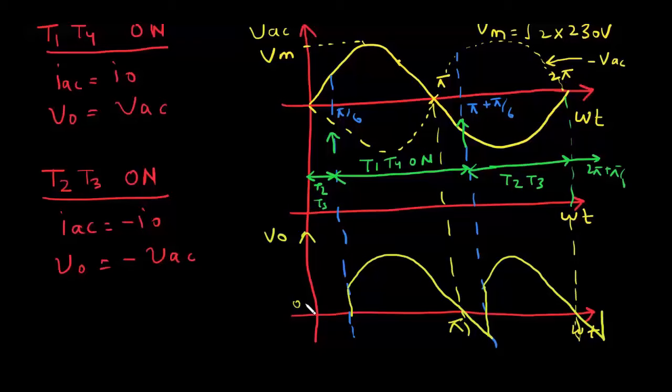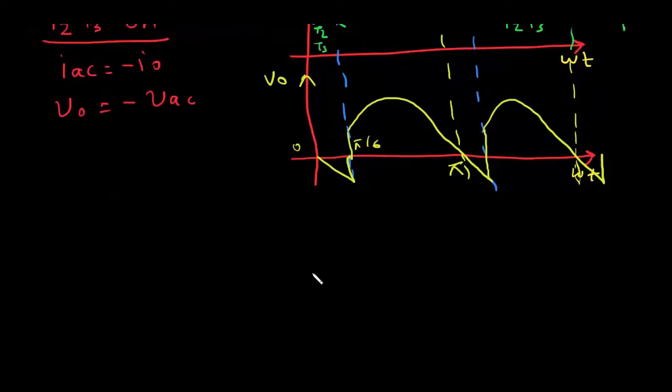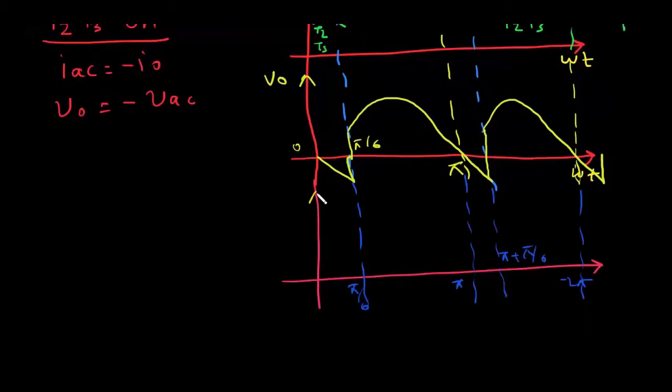And from 0 to pi by 6, T2 and T3 are conducting, so V naught is equal to minus VAC. So this is the output voltage waveform. Similarly, we have to plot IAC. When T1 and T4 are conducting, IAC is equal to 10 ampere, and when T2 and T3 are conducting, IAC is equal to minus 10 ampere.